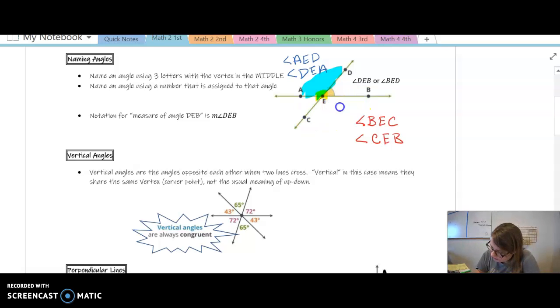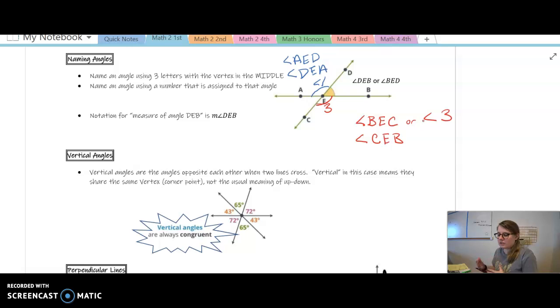Okay? So, now that we know those are the angles, let's erase our highlight, and now name an angle using a number that is assigned to that angle. Say I had this angle, our first one, angle AED. I want to name it angle 1. Then our other one, this would be 3. So I would say angle 3, and I automatically know that angle 3 is this angle right here. So it has 2 names if we label them with a number.